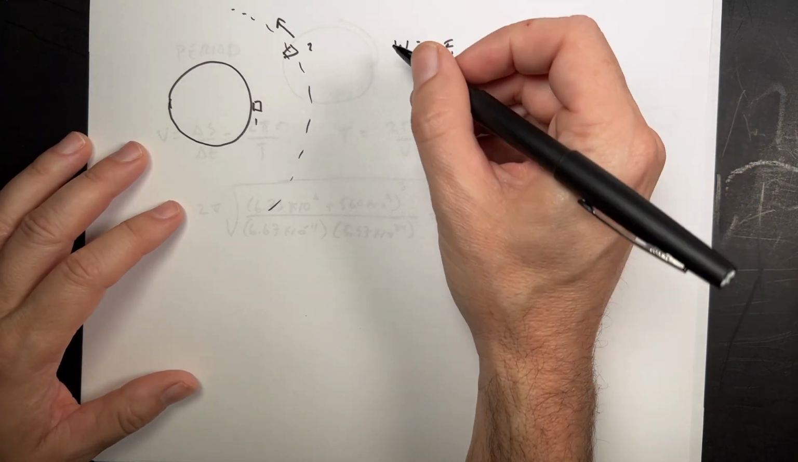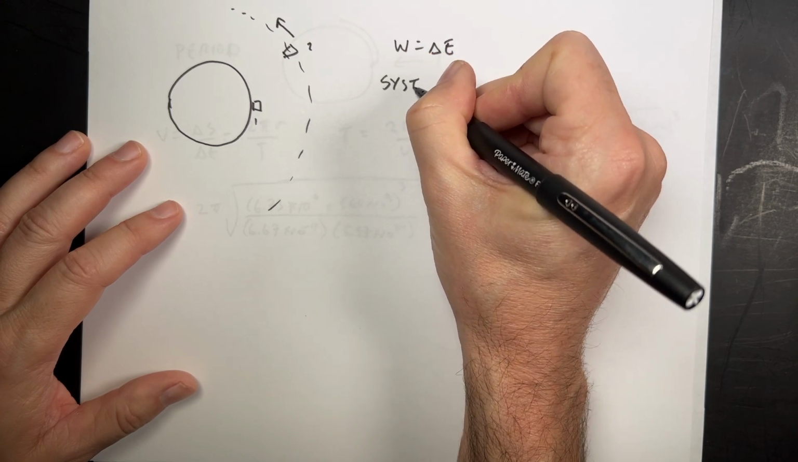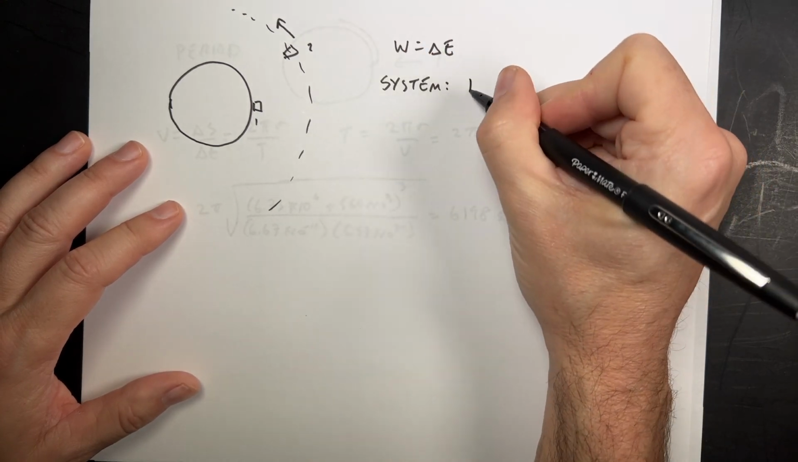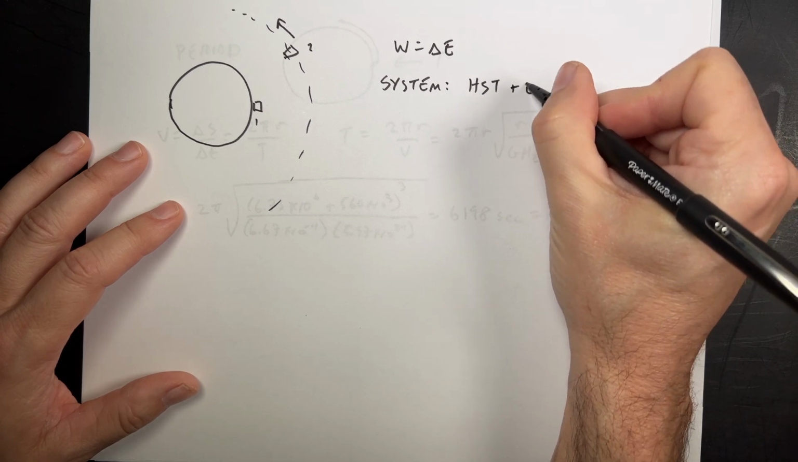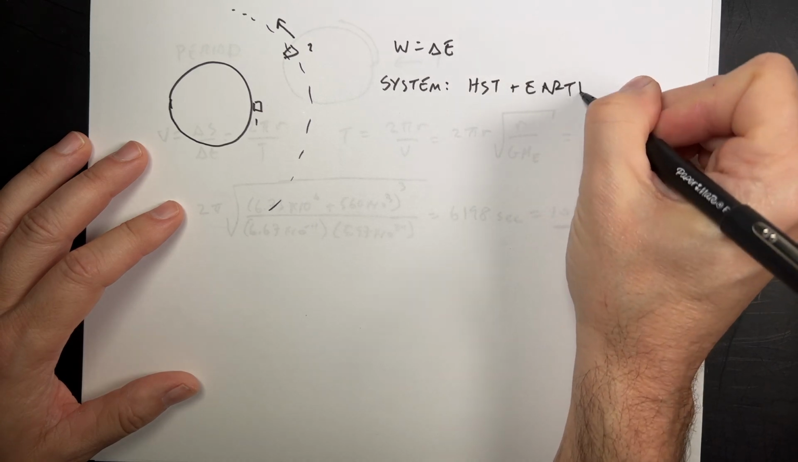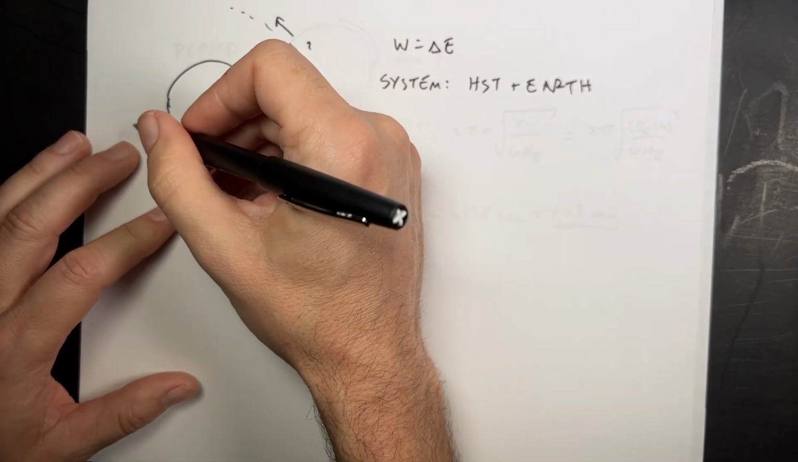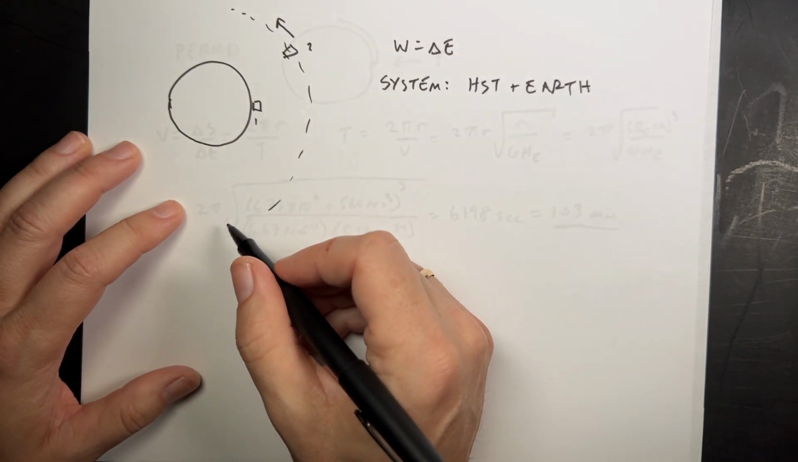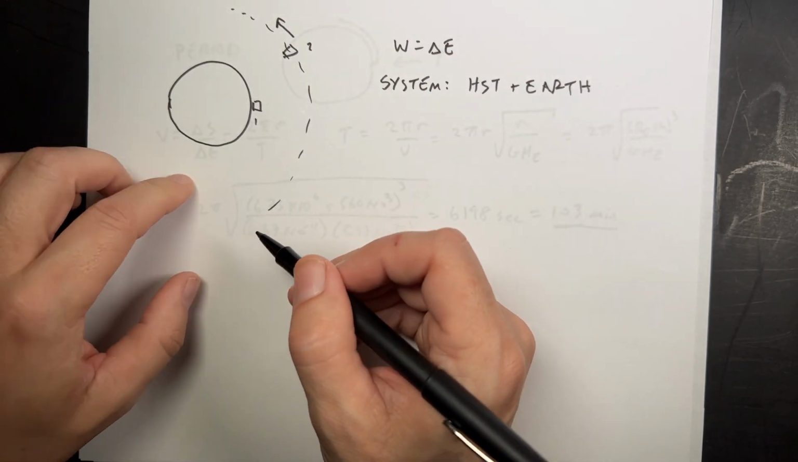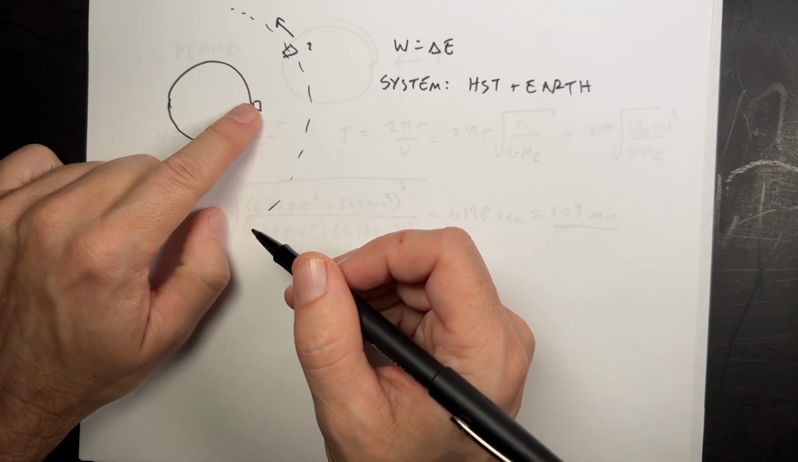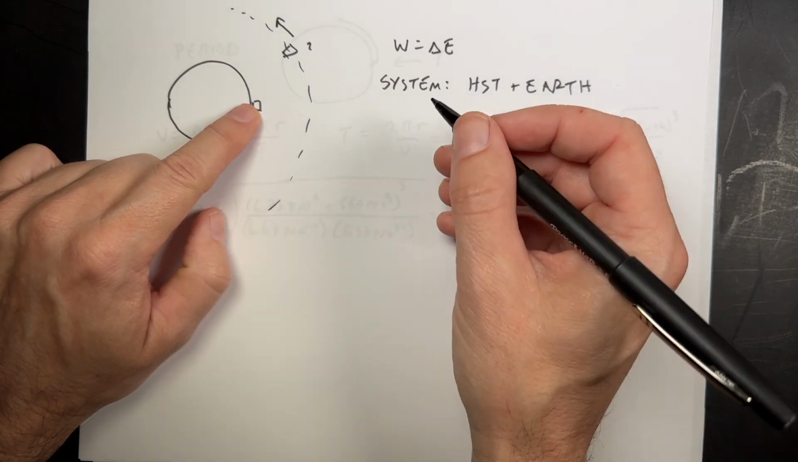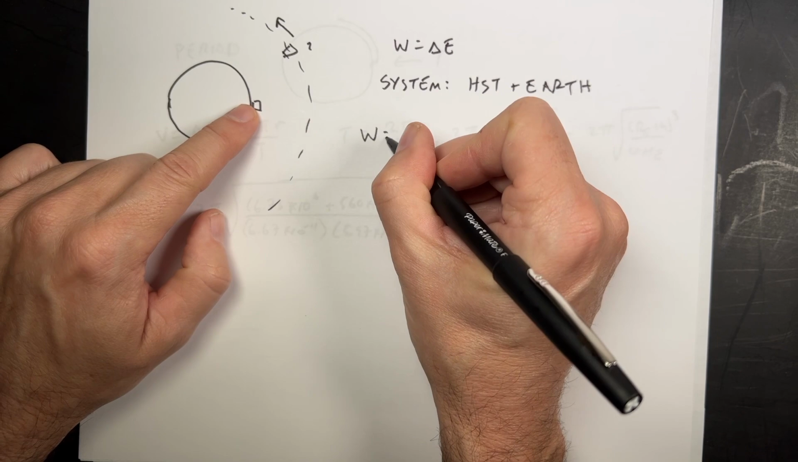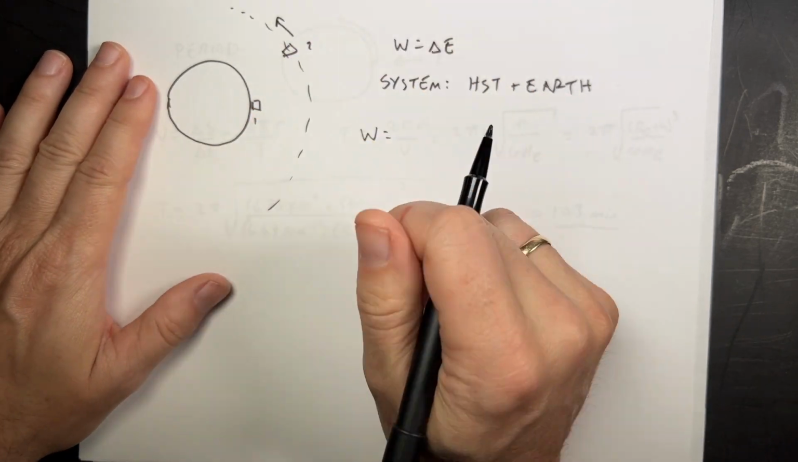So instead, let's say the system is the Hubble Space Telescope plus the Earth. In that case, I only want to look at what forces do work on that, and that's whatever this rocket is. I don't really care what it is. I'm just going to calculate that as the work. And then I just need to find the change in energy of the system.